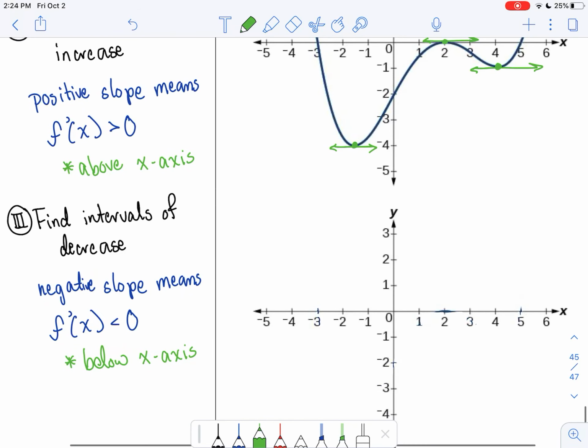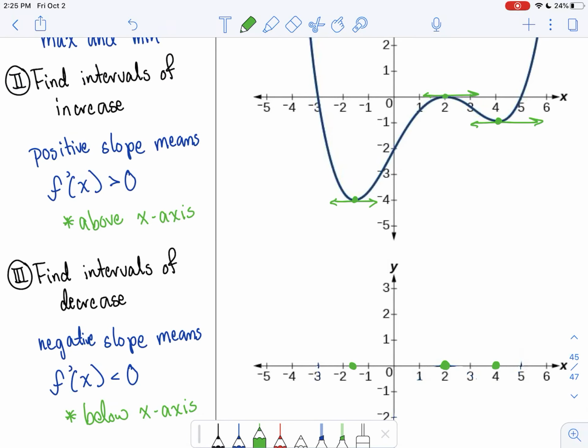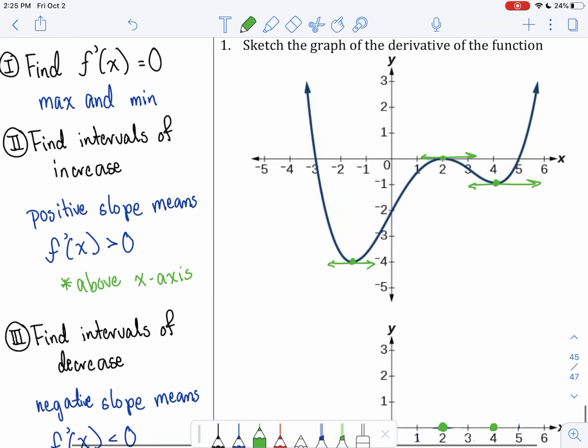So if I go down here to my graph, having a derivative of 0 means that we're going to have zeros here at -1.5, at 2 and at 4. So those are our 3 zeros of our derivative, because it's the 3 places where the slope is flat.